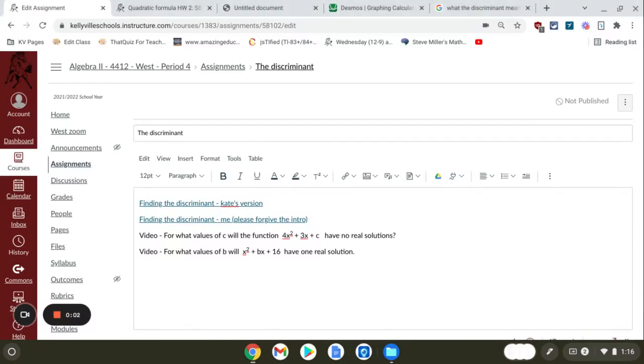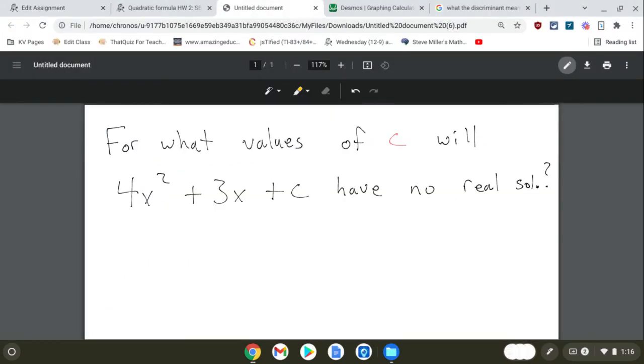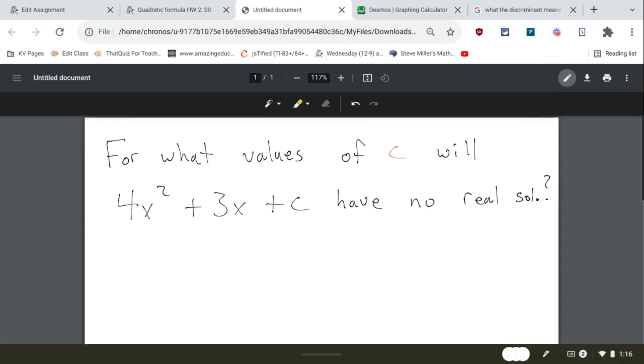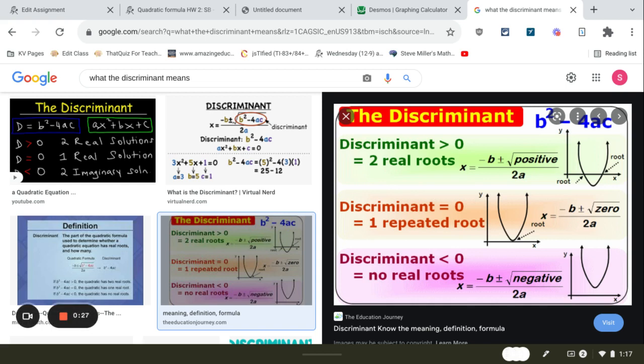All right, so for this question, what values of c will the expression 4x squared plus 3x plus c have no real solutions or no real roots? So I've got to figure out all the values of c that I could plug in so that this expression has complex solutions, or it's going to have no real solutions.